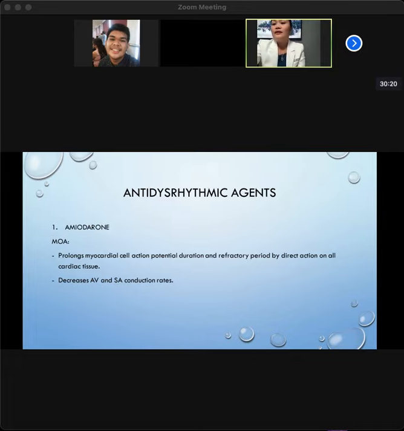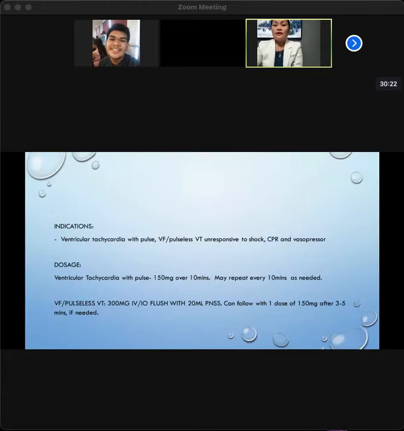Okay. So the indication is for ventricular tachycardia with pulse. It can also be used in ventricular fibrillation and pulseless VTAC, and also for patients who are unresponsive to epinephrine during CPR, and for patients who are not responding to any shock, and also for patients who are not responding to any vasopressin.